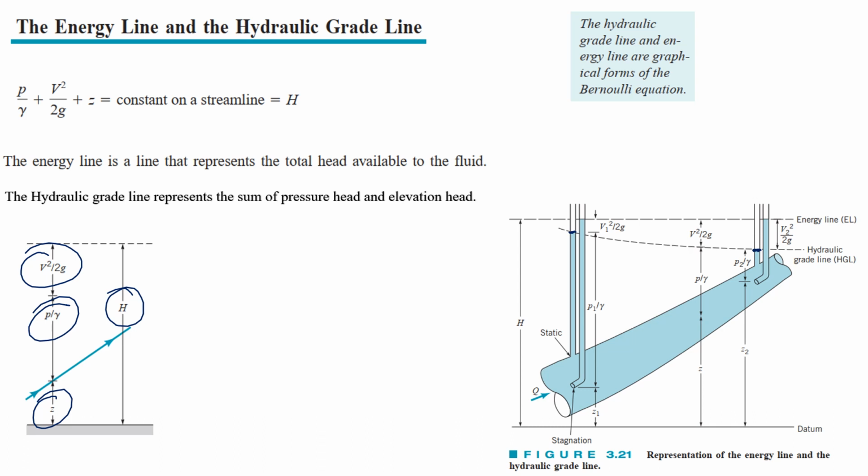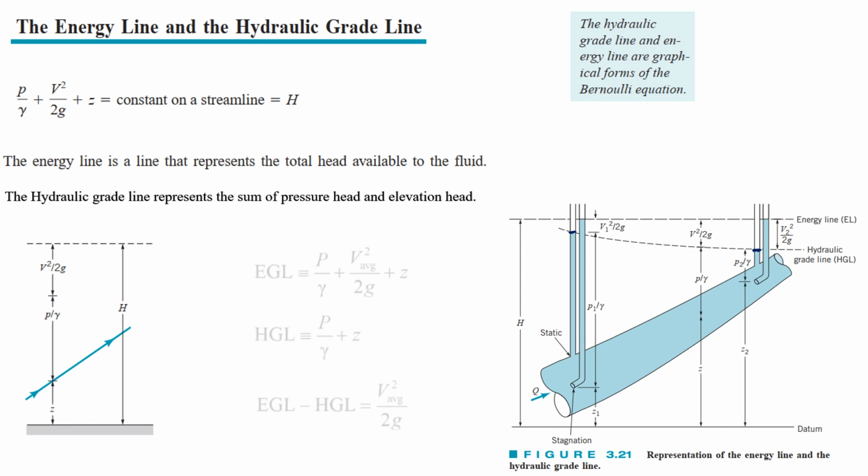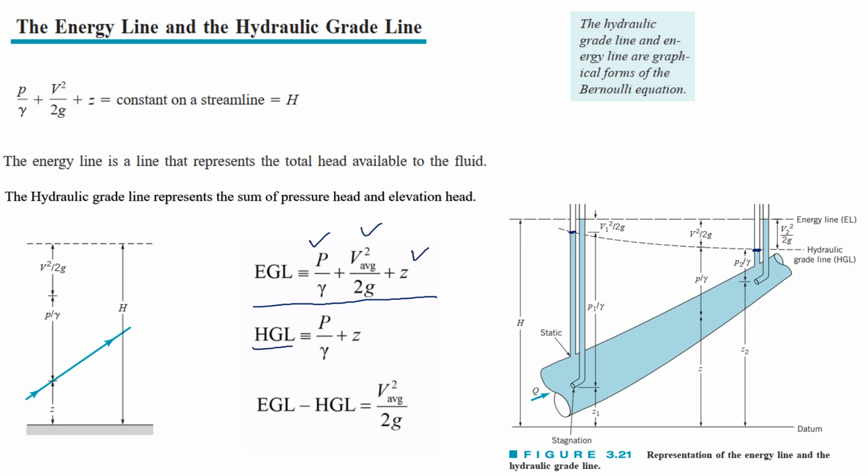decreasing, or as we define it in the form of heads, the velocity head is increasing when the pressure head decreases due to the change in the cross section of this pipe diameter. So this is what we get. Our energy grade line is equal to the sum of the pressure head, velocity head and the elevation head, and our hydraulic grade line is equal to the sum of our pressure head and the elevation head.